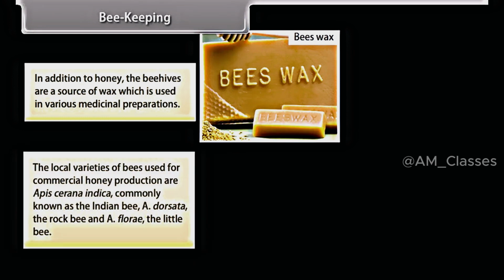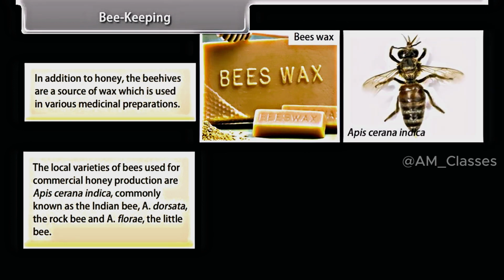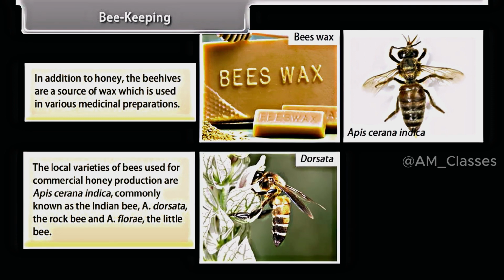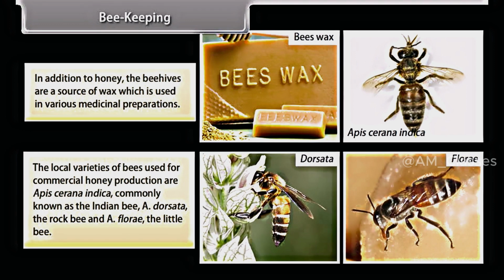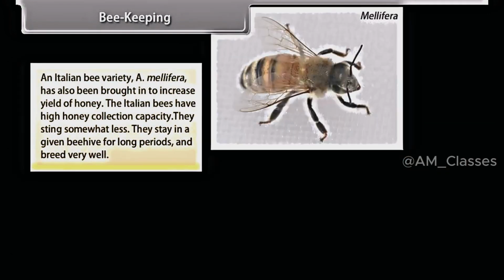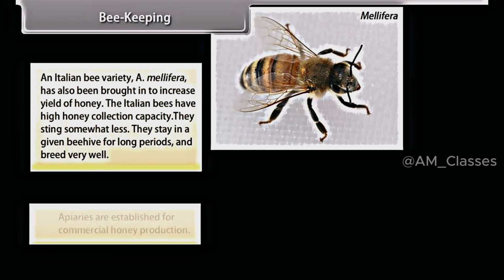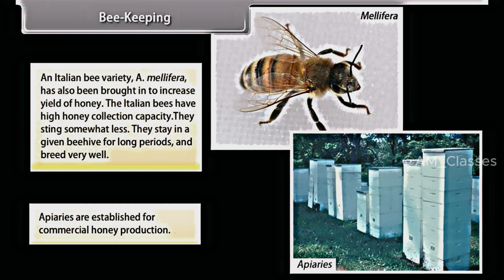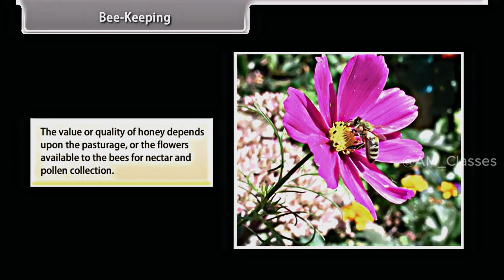The local varieties of bees used for commercial honey production are Apis cerana indica, commonly known as the Indian bee, A. dorsata, the rock bee, and A. florea, the little bee. An Italian bee variety, A. mellifera, has also been brought in to increase yield of honey. The Italian bees have high honey collection capacity. They stay in a given beehive for long periods and breed very well. Apiaries are established for commercial honey production. The value or quality of honey depends on the pasturage or the flowers available to the bees for nectar and pollen collection.